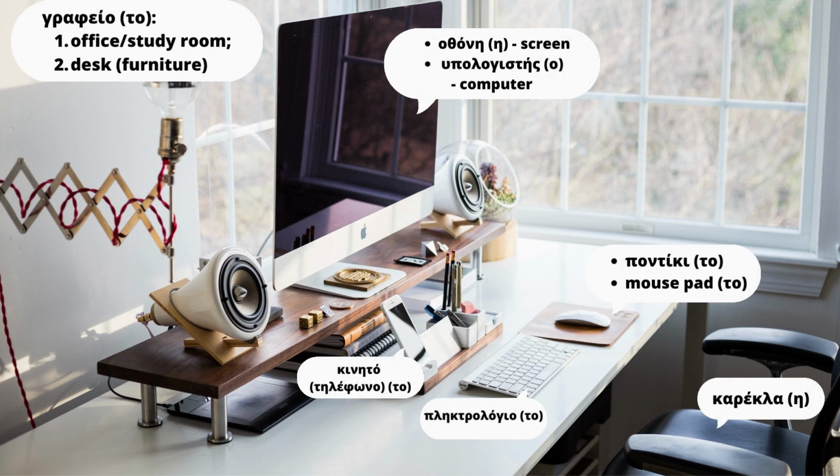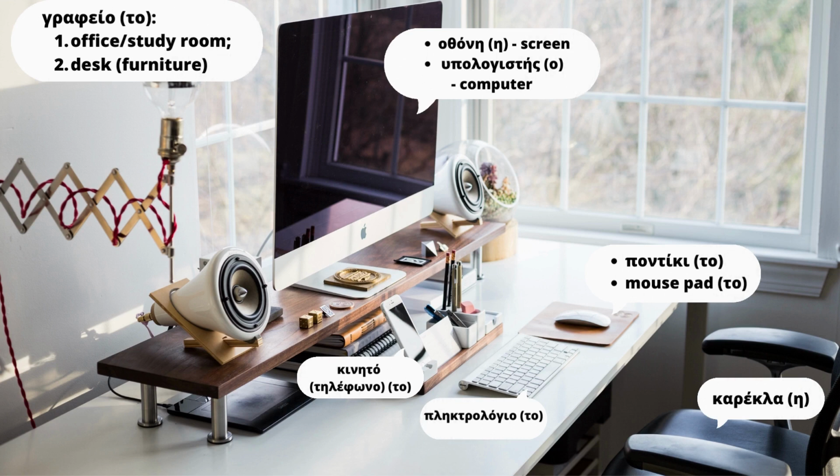The next room is called to γραφείο. This is a neutral gender word. And again, we have 2 basic meanings of this word. The first one is for an office or a study room, to γραφείο. And the second meaning is referred to the furniture, to the desk. So when you are sitting on a desk and you're writing something, for example, you will use this word, to γραφείο.